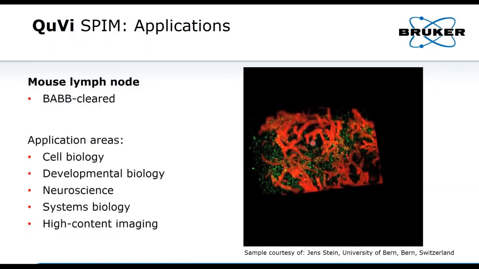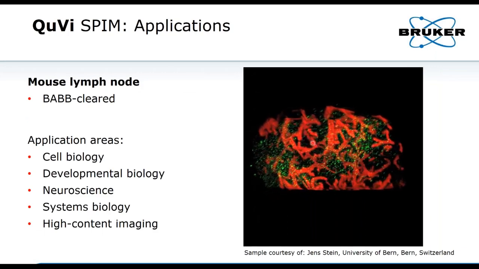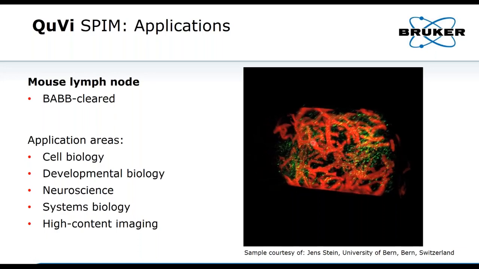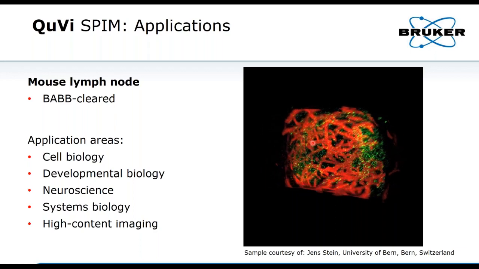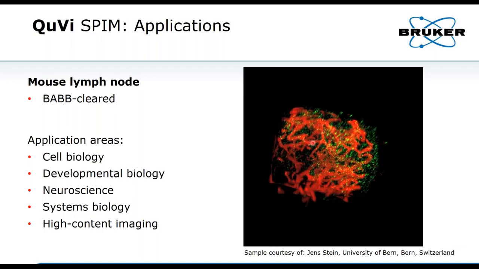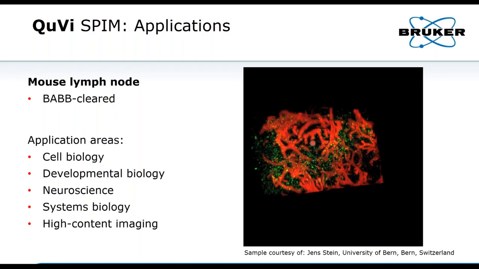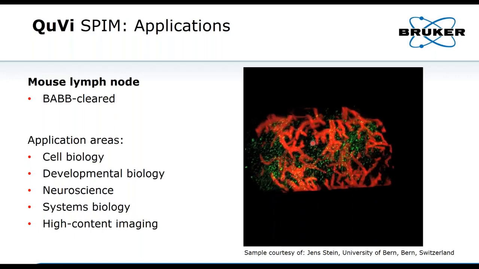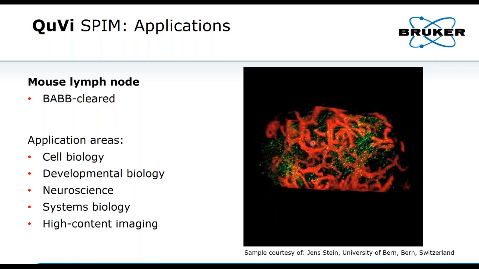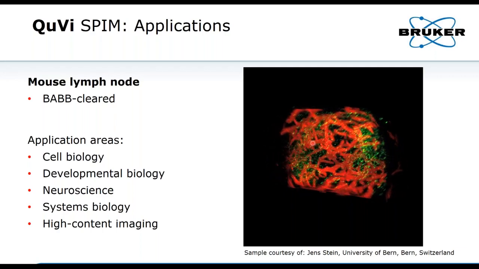I mentioned already that we offer two sets of lenses. One would be the Nikon lenses for live imaging, and the other one, the ASI special optics lenses for also imaging of cleared samples. And that's an example of the mouse lymph node that was cleared with BAP, imaged on the QV light sheet microscope. So the application areas of this QV SPIM are quite versatile. It ranges from really cell biology applications up to high content imaging, because you can really image many samples that you can distribute over an 80 by 120 millimeter SBS plate, but you can also image cleared samples.